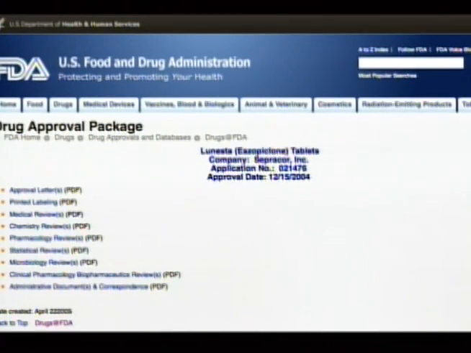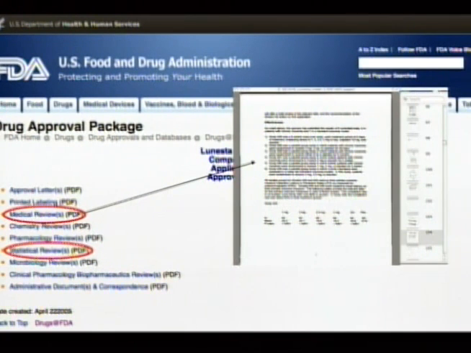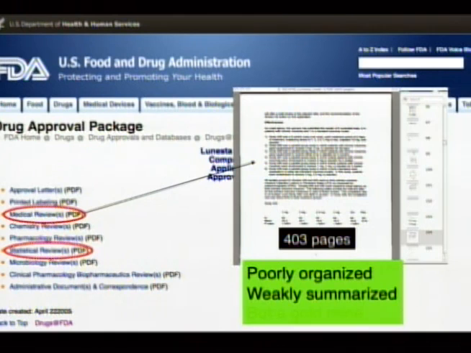And if you go to the drug approval package, you can pick out one of the reviews. We usually look at the medical reviews or the statistical reviews. You just click on it and you get the document. It's wonderful. In this case, the document is pretty big, and this is typical. It's 403 pages. And the bad news is they're poorly organized, weakly summarized. They're a real bear to get through. But if you can, they're a gold mine. There's no other way to really get to know what FDA's take on how well the drug works than by looking through these documents.